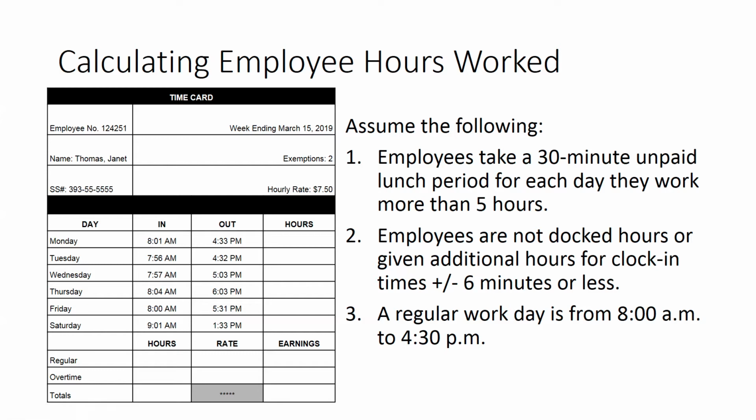So we're going to go through Monday together. Since assumption number 2 says that they're not docked hours or given additional hours because of the plus or minus 6 minutes, we're just going to round this to 8 a.m. and round this to 4:30. So that's the time they were out. We also have to consider that they did take a 30-minute unpaid lunch break. So this is how I would calculate this. We also discussed a few ways in class today, so you can use one of those different ways as well.